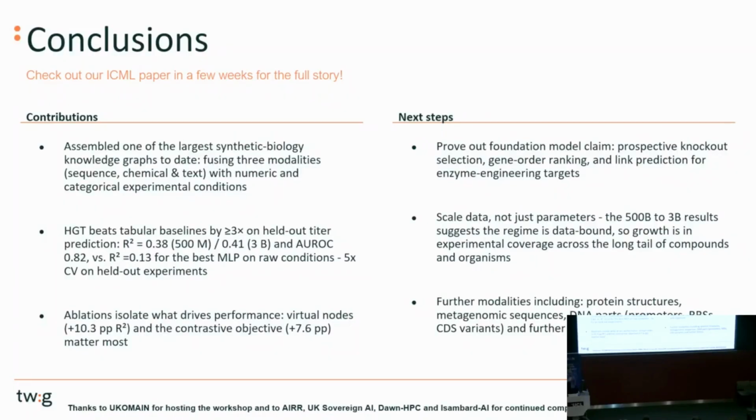And then with the aim of focusing on deployment, which is one of our key focuses, we're already validating this in the lab, proving out our foundation model claim. So we're doing a number of experiments to predict beneficial knockouts for manufacturing, for ordering the genes in our expression plasmids, and for completing the incomplete metabolic graph, which forms part of the heterograph. We're also looking to scale the data and the parameters, and establish scaling laws for this model type.